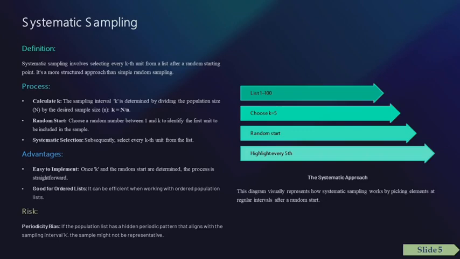The diagram on the slide shows a list from 1 to 100, choosing k equals 5, a random start, and highlighting every fifth item in green arrows. This visual represents the systematic approach, like evenly spaced steps after a random kickoff.